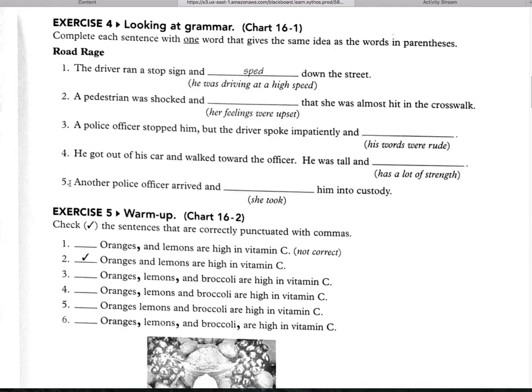Number 5. Another police officer arrived and blank him into custody. So here's my conjunction. This is a verb in the past tense. So we have to find a verb in the past tense here and put it here. So you could say another police officer arrived and took him into custody, because took is the past tense of take. Okay.